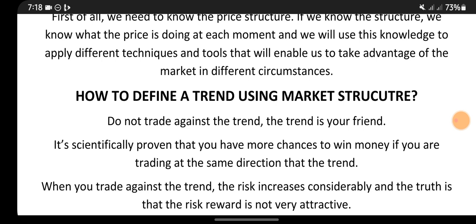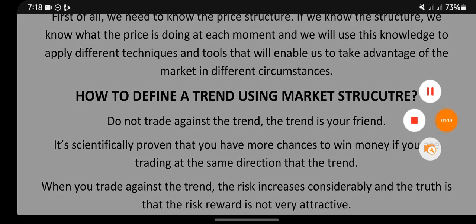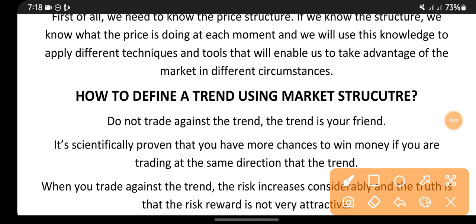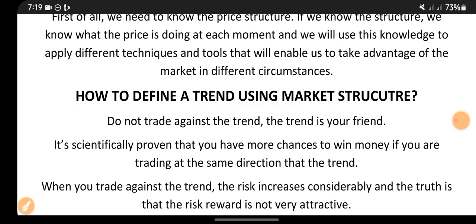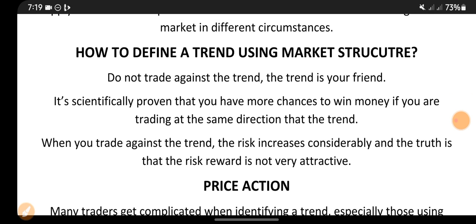on more. So now the first thing we talk about is how to define a trend using the market structure. When we say how to define a trend using the market structure, what we mean is that sometimes you open the chart and you'll be seeing the market is moving up or the market is moving down, but you are not really sure of what exactly the market is doing. Sometimes the market might be moving up, but in the bigger picture it is actually moving down. Sometimes the price could be moving down, but in the bigger picture the price is actually moving up.